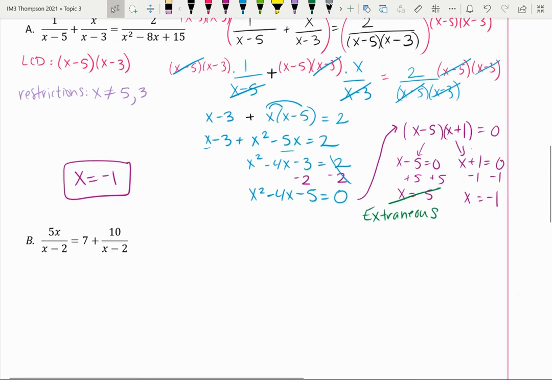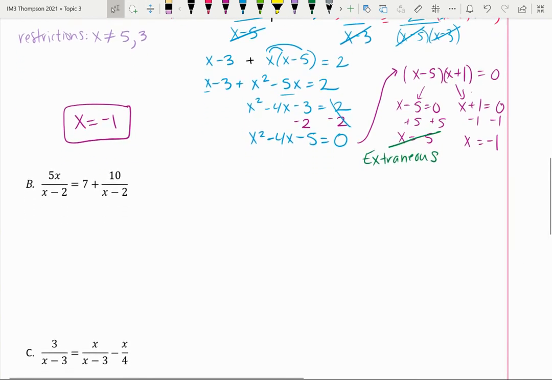All right. Let's take a look at B. I'm going to do another one. B is 5x divided by x minus 2 is equal to 7 plus 10 divided by x minus 2.